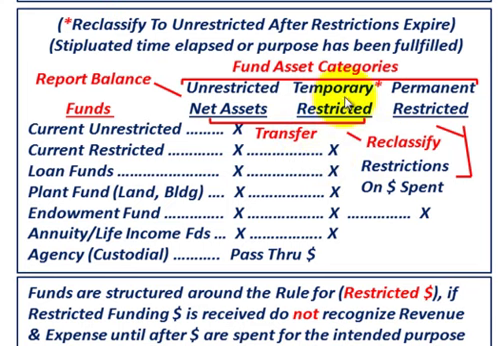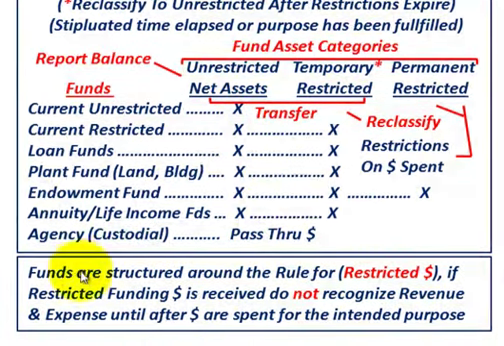So we're going to be doing a lot of reclassifying between our temporarily restricted net assets and our unrestricted net assets. And again, the restrictions are on how those monies should be spent. Either you are going to have some permanent restrictions that are permanently set on those net assets, or temporary restrictions where either the stipulated time has elapsed or the purpose has been fulfilled. Then you can reclassify those assets into the unrestricted net assets. And that's an important point when you talk about not-for-profit accounting.